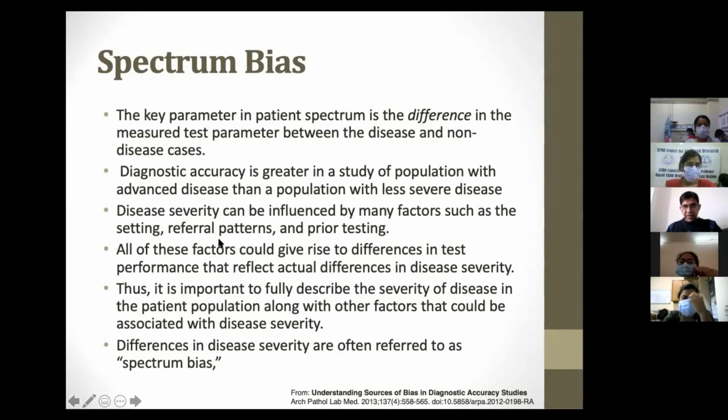So while you are doing a systematic review of diagnostic test studies, and while defining your PICO, you should clearly define the severity of the disease, and after that you should select your studies. If you're doing a review for a diagnostic test in a severe disease condition and you have selected studies with less severe disease, it is going to introduce a spectrum bias.